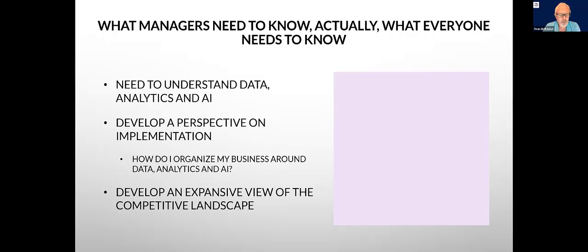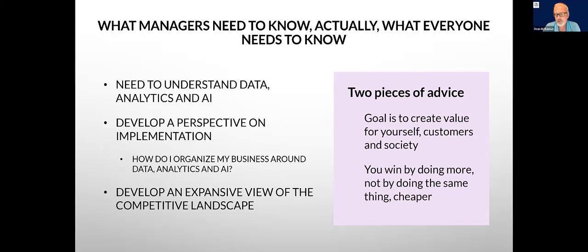So it's really important that you at least understand this. And so I would give you two pieces of advice as you go forward and think about this analytics journey and artificial intelligence. Your goal is always to create value for yourself, your customers, and I think society as a whole. I think this is also becoming very important. It's not just me anymore. We have to look at the bigger picture and how you fit into helping out society. So you've got to create value there.